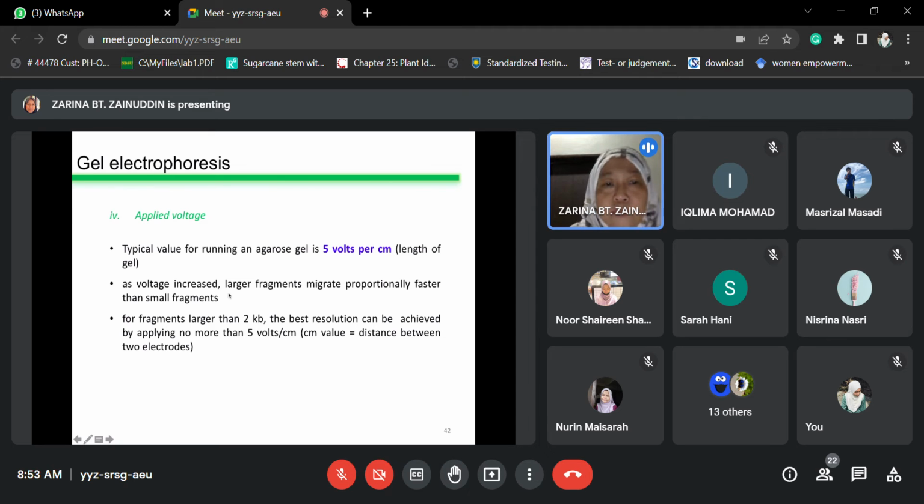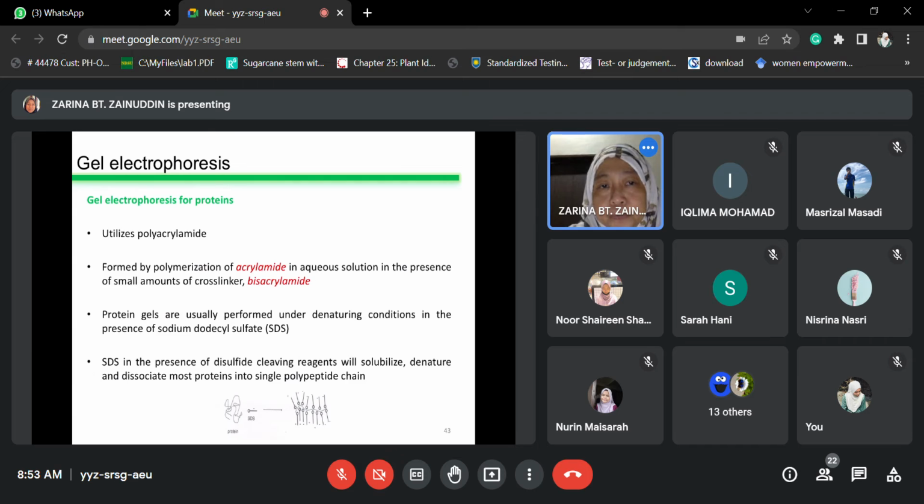So as voltage increases, larger fragments will migrate proportionally faster than small fragments. For fragments larger than 2 kb, the best resolution can be achieved by applying no more than 5 volts per cm. So cm is actually the distance between the two electrodes. Alright, so that is for agarose untuk run nucleic acid. Any questions so far?